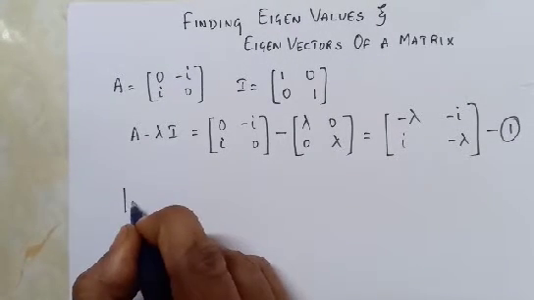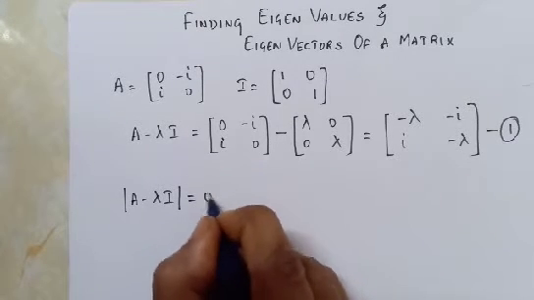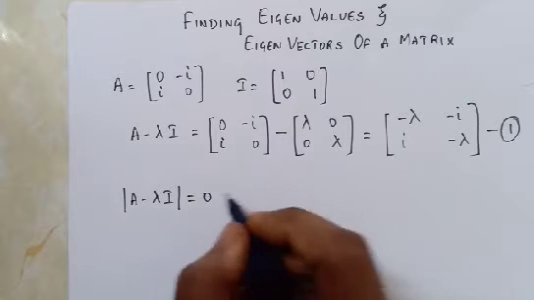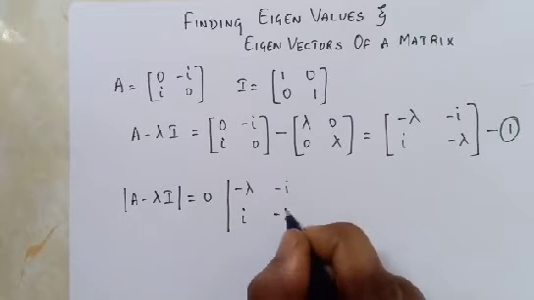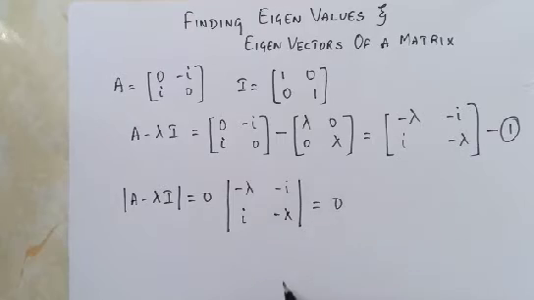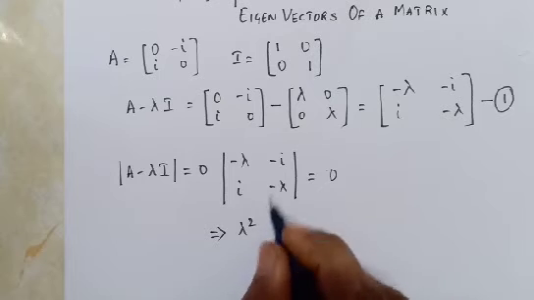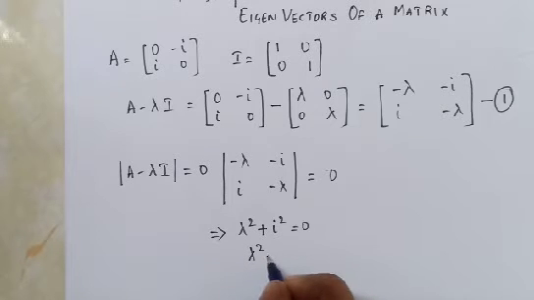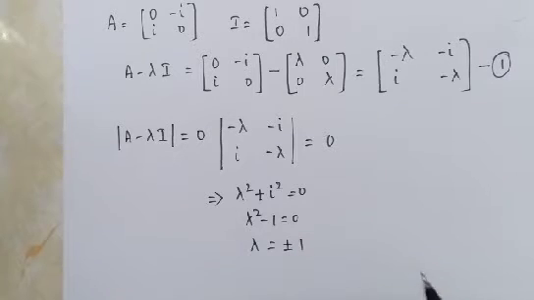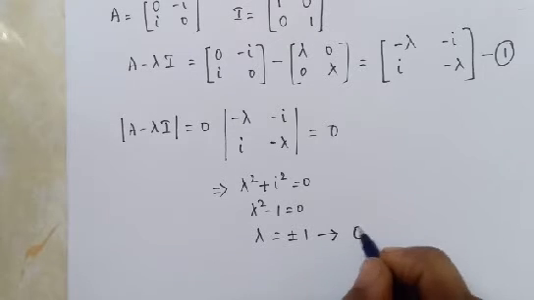Then for finding the eigenvalues, we equate the determinant of A minus lambda I to 0. That is, minus lambda, minus i, i, minus lambda. The determinant of this matrix should be equated to 0. So if you simplify this, what do you get? Lambda square, minus into minus will become plus, so plus i square is equal to 0. Lambda square minus 1 is equal to 0, or lambda is equal to plus or minus 1. So we have two values of lambda. These values are nothing but the eigenvalues.